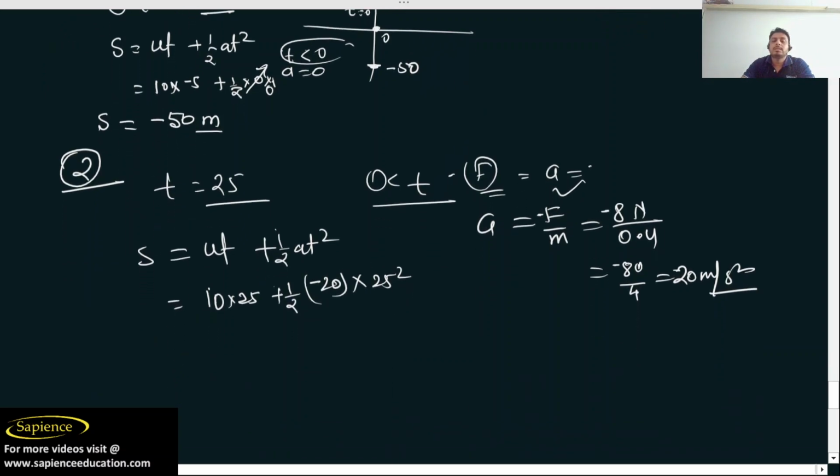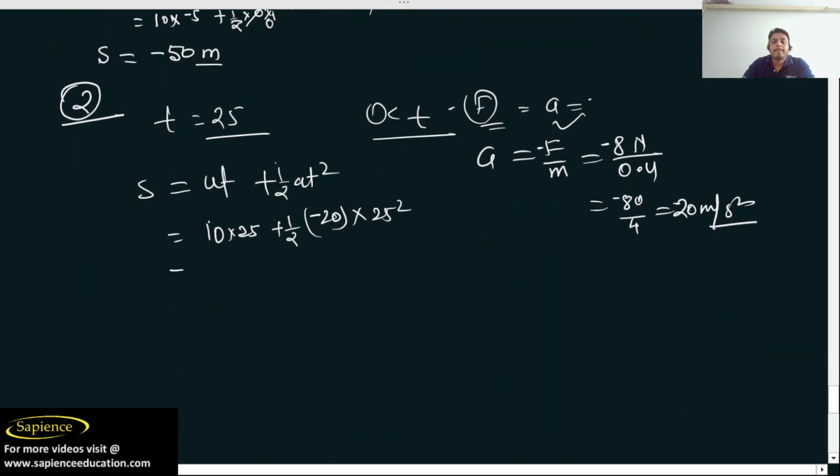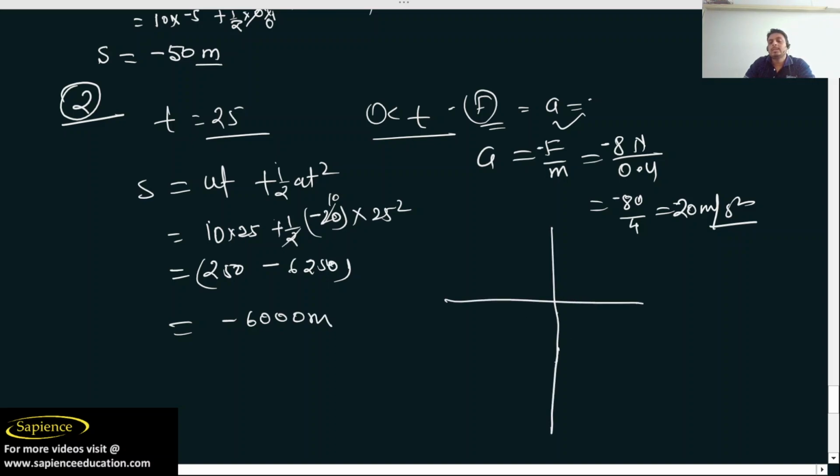So how much answer will come? This is 250 minus 6250. So this will ultimately be minus 6000 meter. So if I plot the graph, suppose this is your position 0, so our object's or body's position will be minus 6000 meter, in the downward direction.